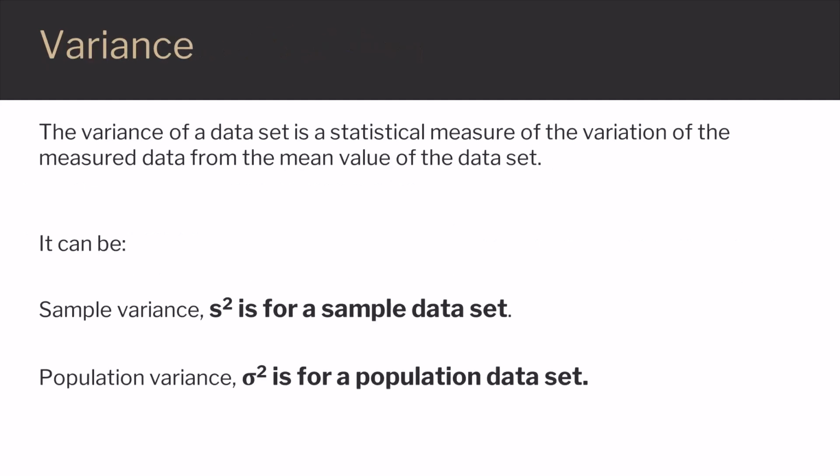Variance is a statistical measure of variation of measured data from the mean value of the data set. In other words, it's measuring how far the data values are from the average value of the set. Most of the time, we'll be calculating variance for a sample, which is the sample variance. We can also talk about a population variance, which is the variance from a whole population data set.